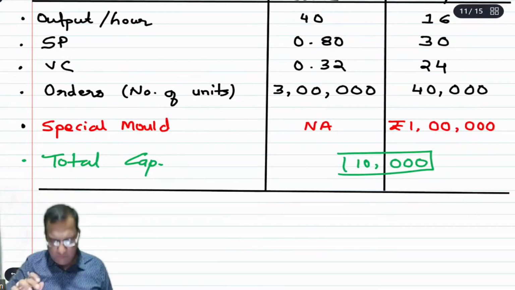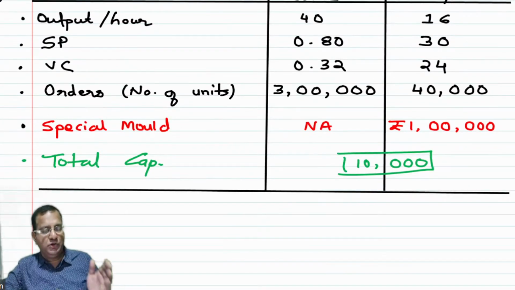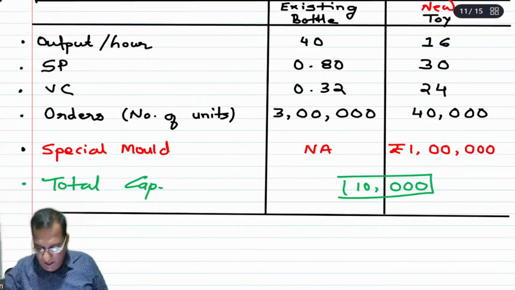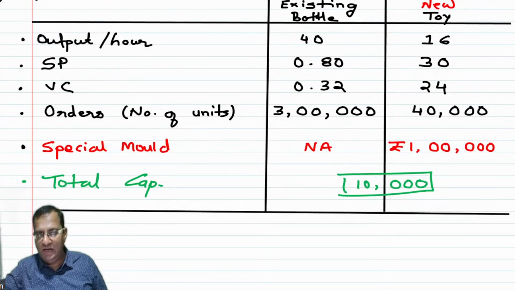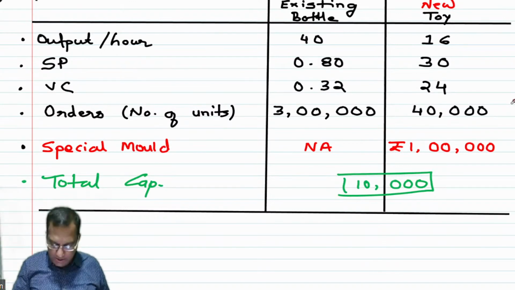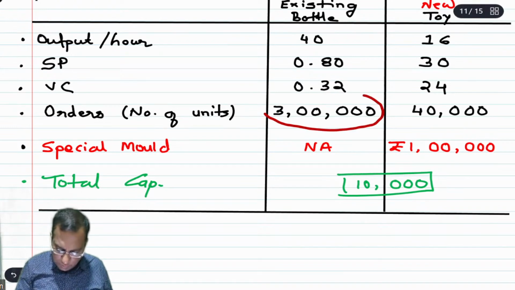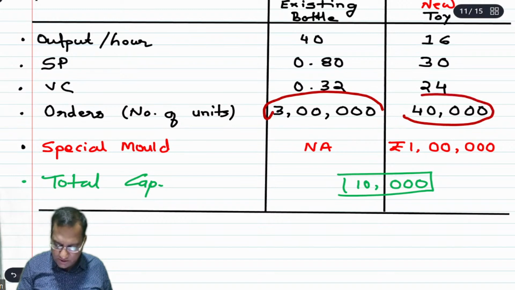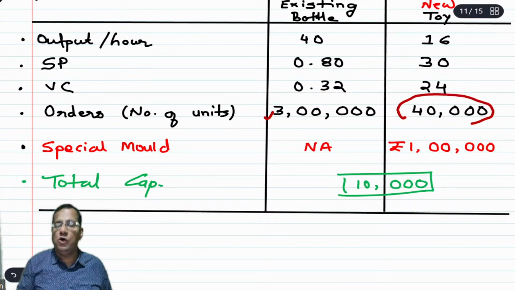So the first requirement part is whether you would accept the toy order in addition to supplying 3 lakh plastic bottles. Even after supplying 3 lakh plastic bottles, will you accept the toy order? This is the first requirement part. So the basic calculation will be, first of all, we have to check how many hours are required to manufacture 3 lakh bottles and how many hours are required to manufacture 40,000 toys.